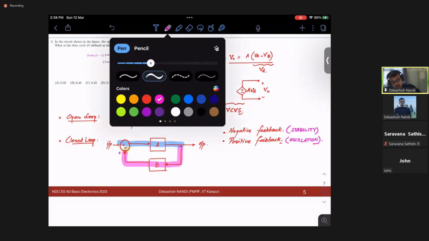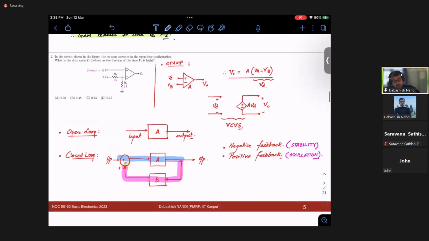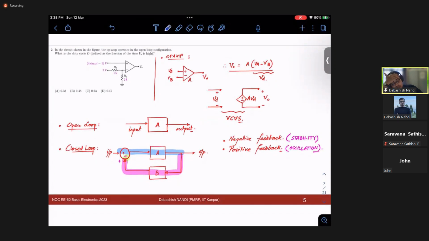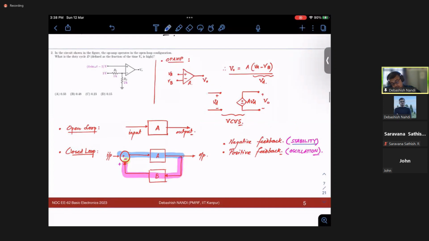So given that context, for now you understand that negative feedback is required to maintain stability, or to have a stable system, and positive feedback is used sometimes, mainly to get oscillation, right? And what about an open loop system? If your system is open loop, that means you do not have this feedback path, right? So in this question it is mentioned that the op-amp operates in an open loop configuration, right?